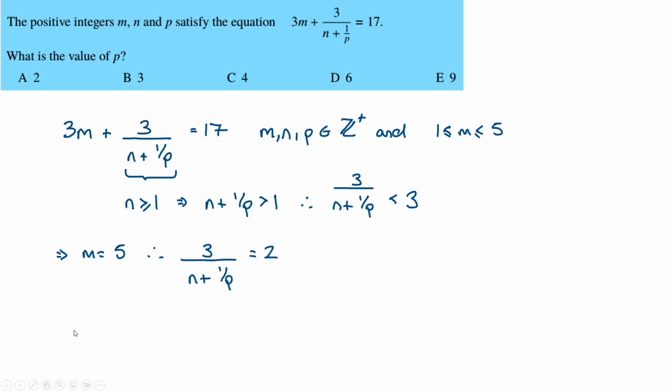So that means that the remainder, 3 over n plus 1 over p, is equal to 2. Rearrange that equation, and I get n plus 1 over p is 3 over 2. Let's write the 3 over 2 as 1 plus a half. And just by comparison, you know, I've written this as an identity, I get n is 1 and p is 2. It wants the value of p, so it's a, which is 2.